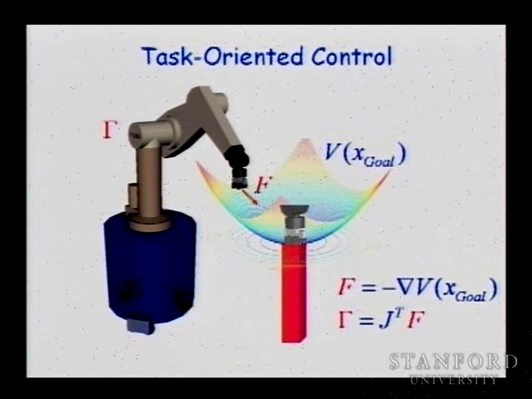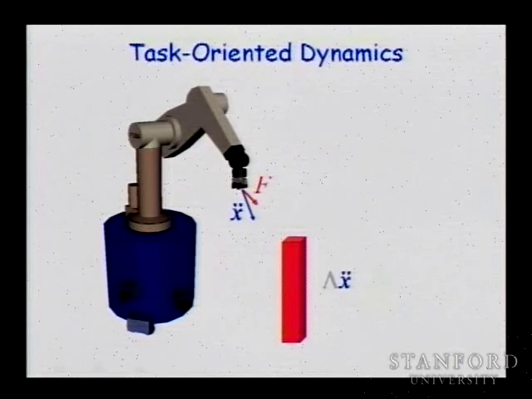As I said, the relationship between forces and torques is also the Jacobian. So the Jacobian plays a very important role. And then to compute the dynamics, all we need to do is to understand the relationship between forces applied at the end effector and the resulting acceleration.